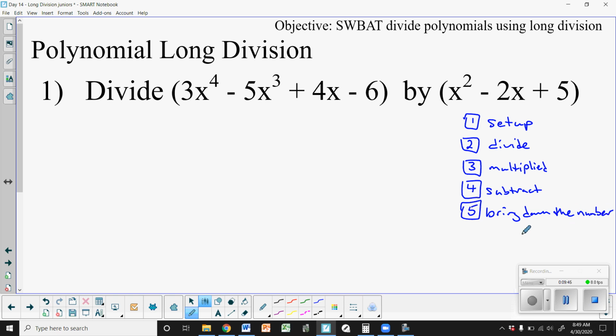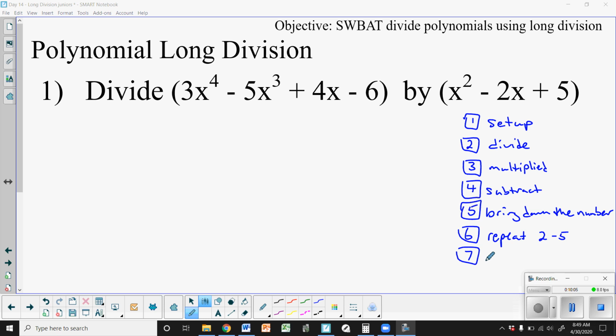And then after we bring down the number, then we just repeat. So really step 6 is just to repeat 2 through 5. And then the last thing that we did is we wrote the remainder as a division, so as a fraction. So write remainder as a fraction.